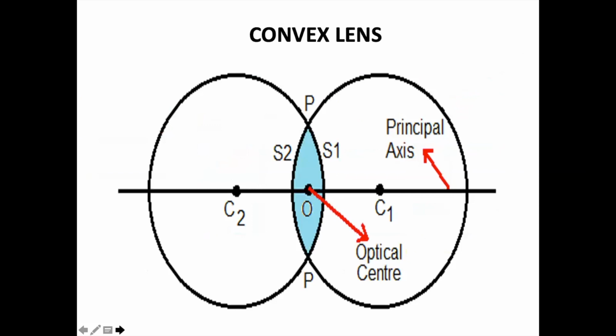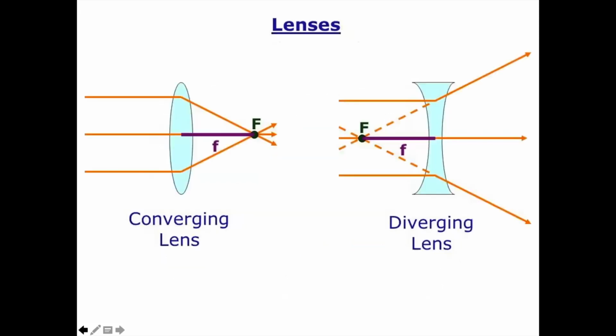How is a convex lens formed? Take two spheres, and in between, this is an overlapping part. A convex lens is formed. This is a center. It is called an optical center. If I make this lens a circle, again, I'll go to that slide to explain it to you. So I can make a circle from here on this side.